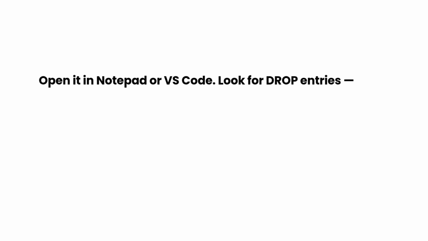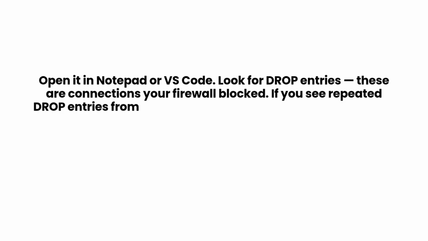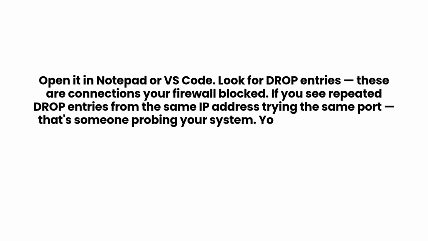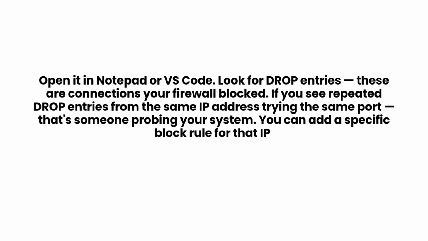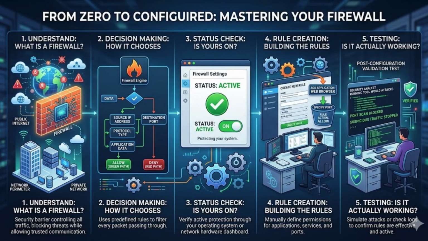Look for drop entries. These are connections your firewall blocked. If you see repeated drop entries from the same IP address trying the same port, that's someone probing your system. You can add a specific block rule for that.